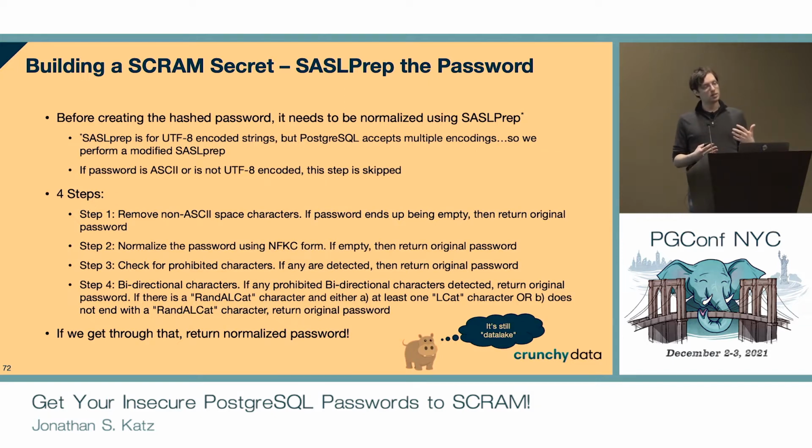But the RFC specifically states that SASLPrep is used for UTF-8 encoded strings. Postgres supports more than just UTF-8. Postgres supports as many encodings as I'm aware of. And basically what happens is Postgres does SASLPrep if you're using UTF-8 encoded strings. If not, it basically just passes it through. So SCRAM will work no matter what. So I guess we kind of work within the standard, but with some flexibility. If you're using "datalake", guess what? It just falls right through because it's using standard ASCII characters.